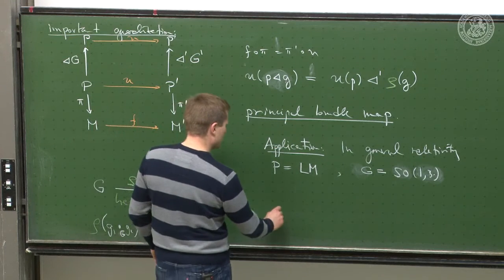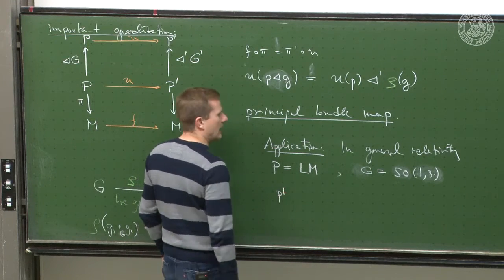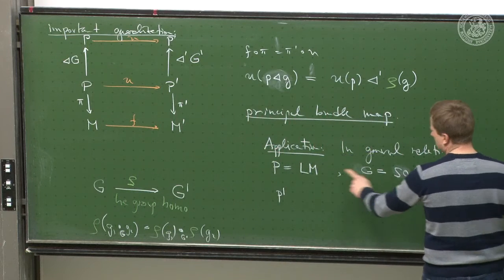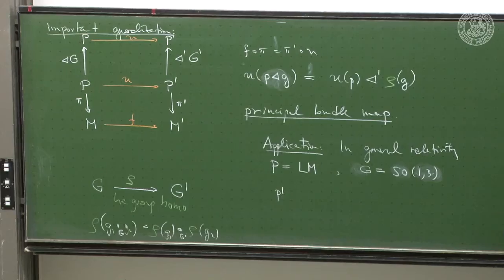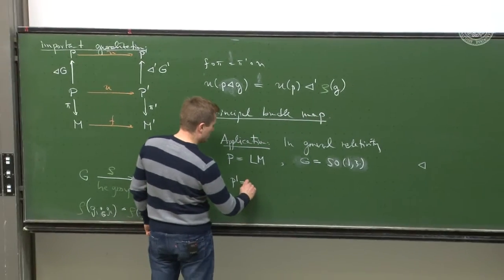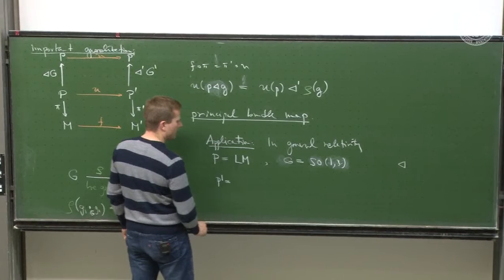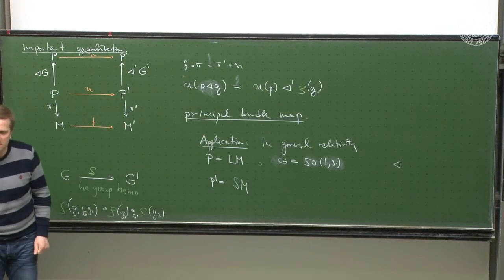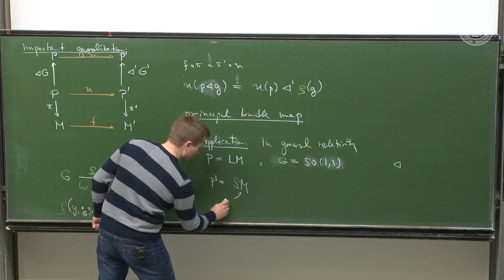And then you can define the action of the Lorentz transformation on this guy, well, that's formally like the one we had before. Then you can do the P prime, and this is now not the frame bundle like we had it, but it's the spin frame bundle. So it's the spin frame bundle.